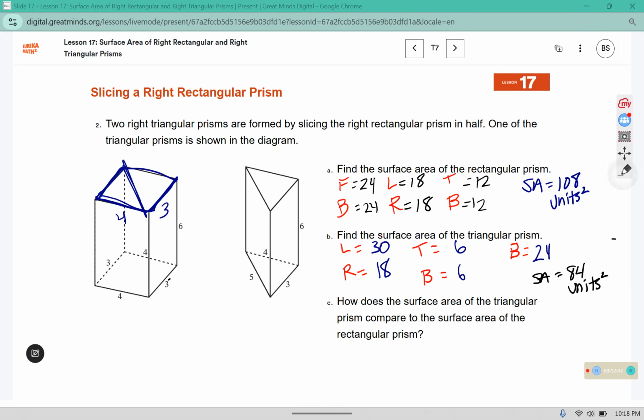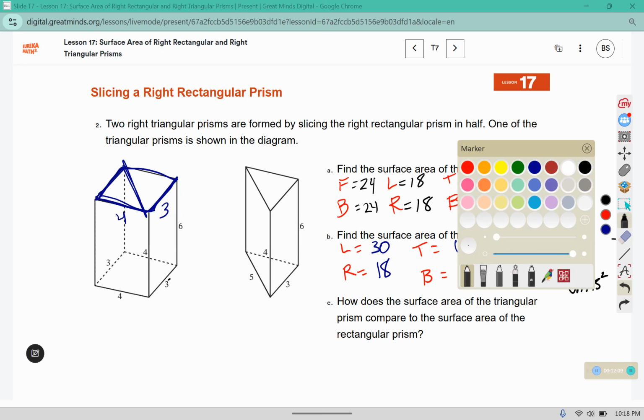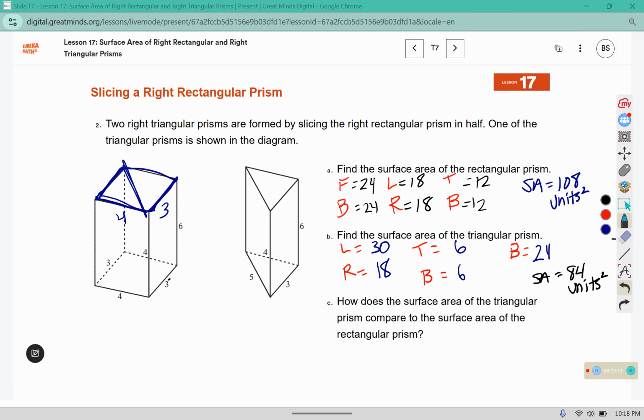So how does the surface area of the triangular prism compare to the surface area of the rectangular prism? Well, just because we cut it in half doesn't mean that the surface area is half, because now we have this section in the middle that is contributing to the surface area. But the surface area of the triangular prism is less than the surface area of the rectangular prism.